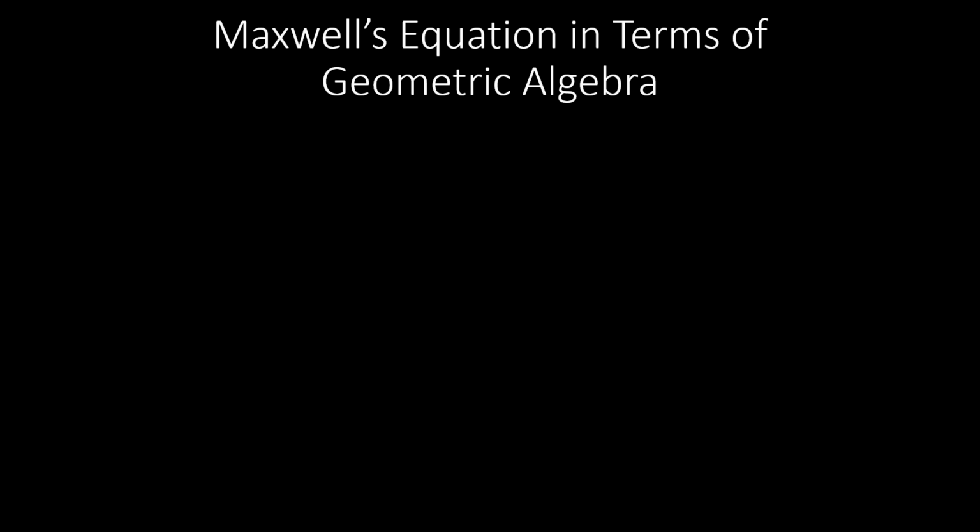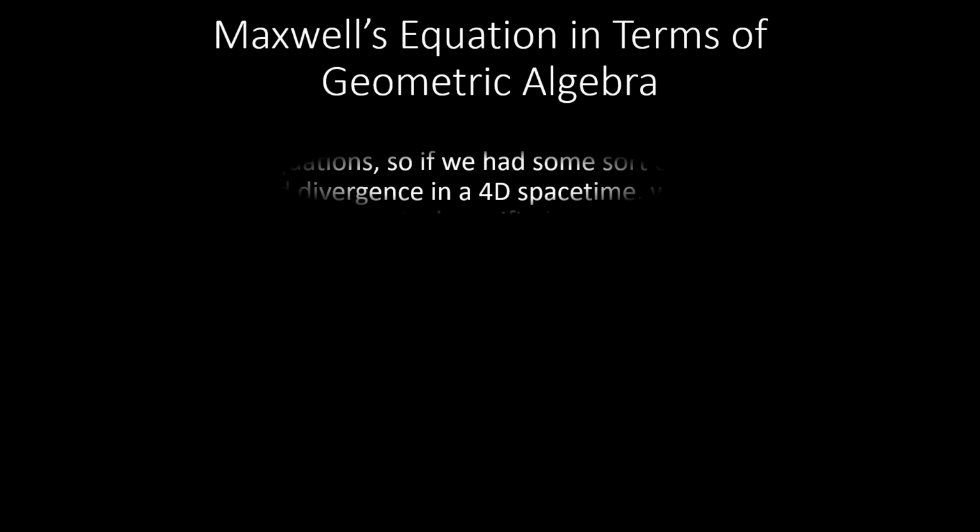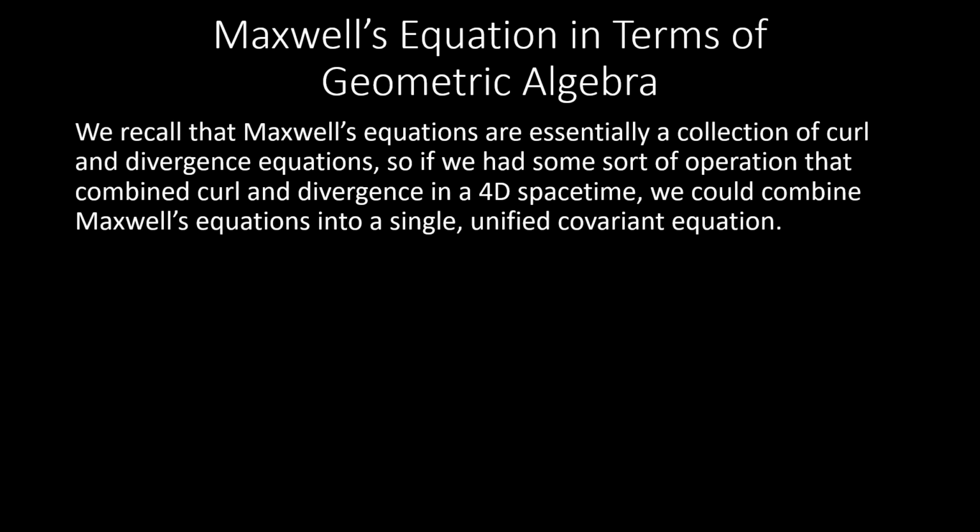Now let's look at a geometric algebraic space. We recall that Maxwell's equations are essentially a collection of curl and divergence equations. So we can imagine if we had some sort of operation that, say, combined curl and divergence in a 4D space-time, we could combine Maxwell's equations into a single unified covariant equation.